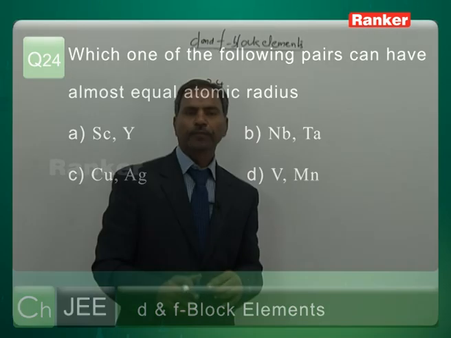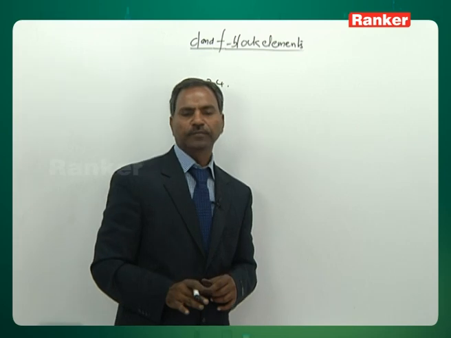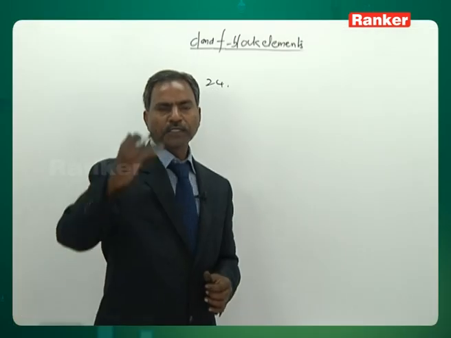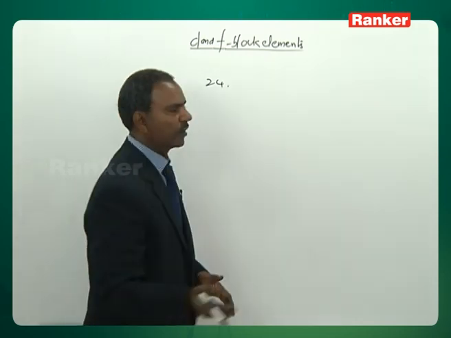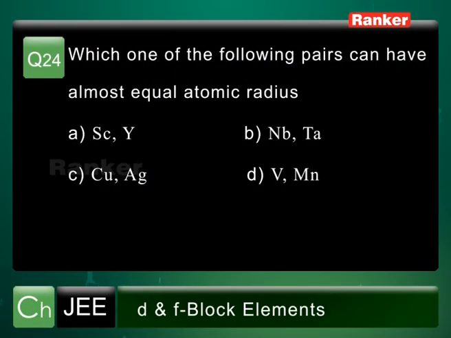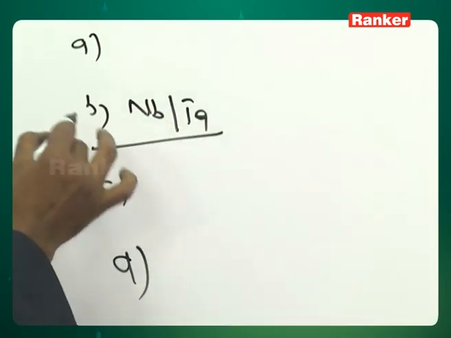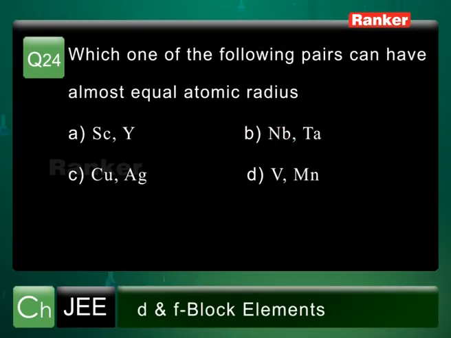See, scandium and yttrium are 3D and 4D elements; niobium and tantalum are 4D and 5D elements. Option C, copper and silver, again 3D and 4D elements. Option D, vanadium and manganese, both belong to the same 3D series only. So what I said: wherever 4D and 5D elements come, they have more or less identical atomic radius. In option B, niobium is a 4D element and tantalum is a 5D element. Therefore, the correct answer is option B.